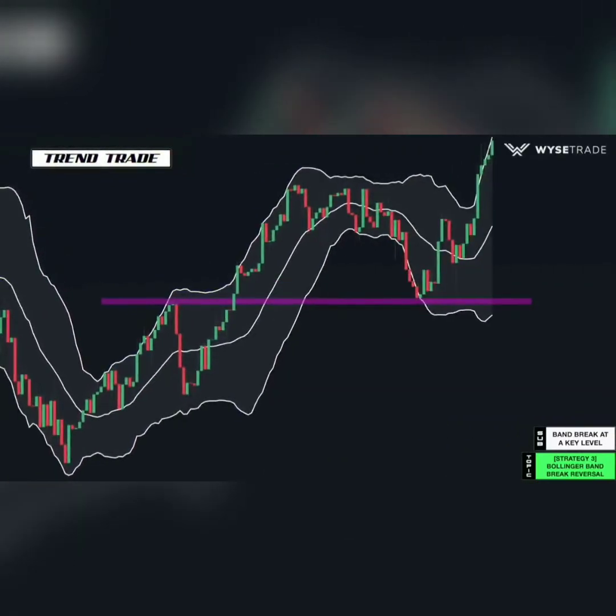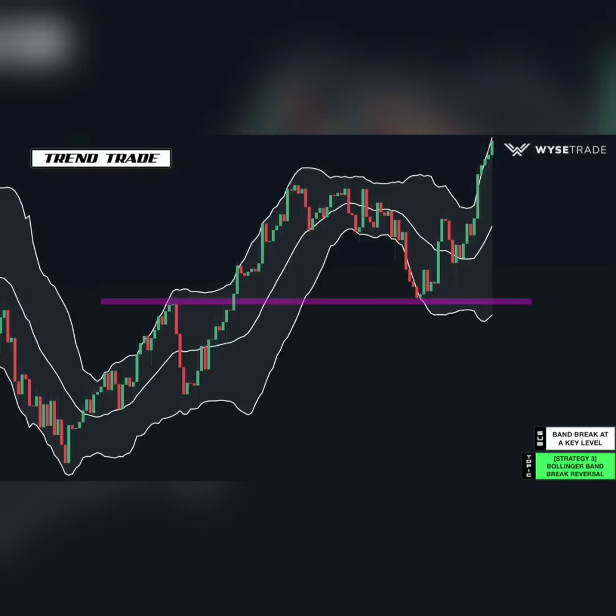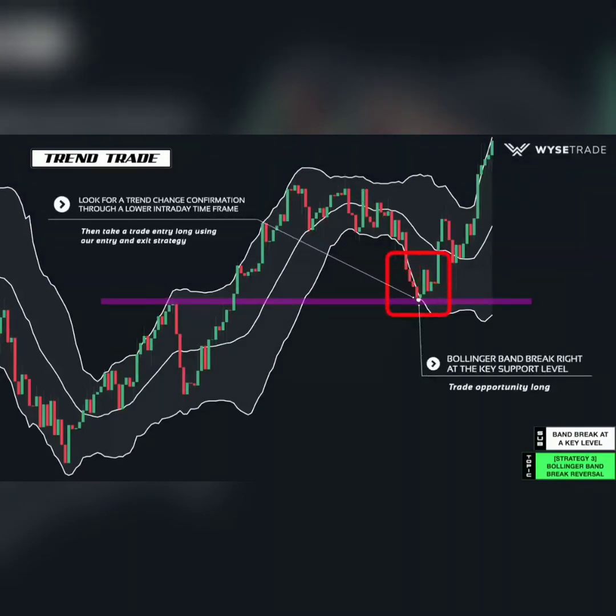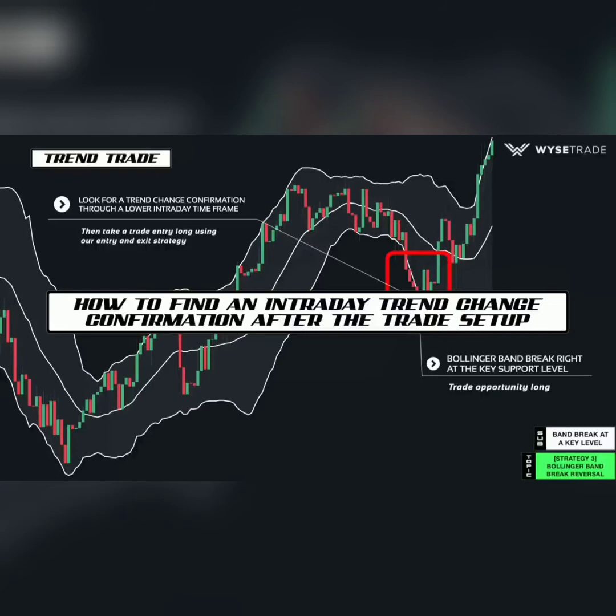You had your clear moving uptrend. Key level here because of this reversal point. Then once price reached the level and created a Bollinger Band break, you look for an intraday trend change confirmation before looking for a long trade entry. So now, let's get into how to actually find an intraday trend change confirmation after the band break at a key level.